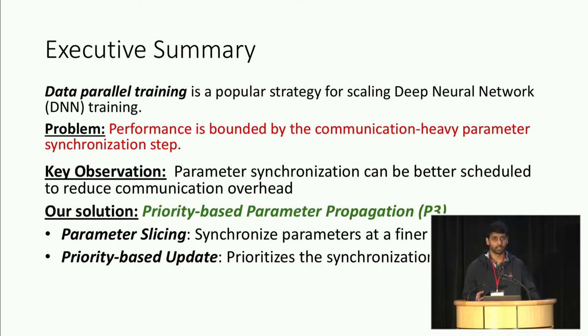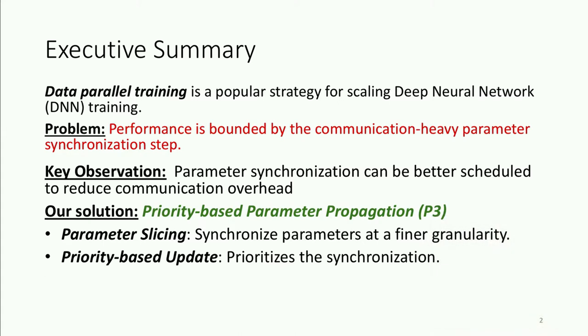In this work, we make this key observation that the parameter synchronization can be scheduled better to reduce the communication overhead by taking advantage of the domain-specific knowledge that we have about the training algorithm. So based on this observation, we propose a new parameter synchronization mechanism called priority-based parameter propagation, or simply called P3.